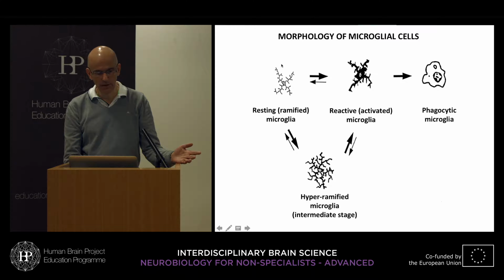In general, if you look at the gross morphology, in a healthy brain, you mainly find this type. In an infected brain, you would find those two, and in an aging brain, this one and this one.